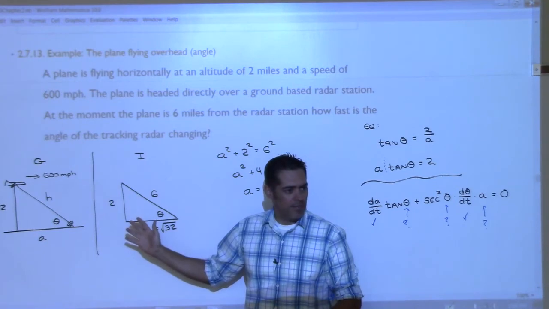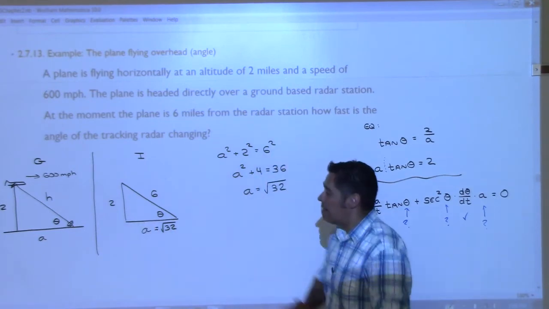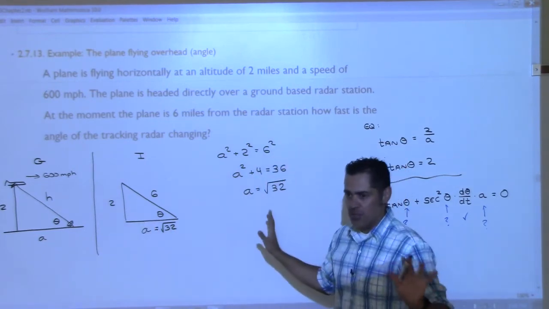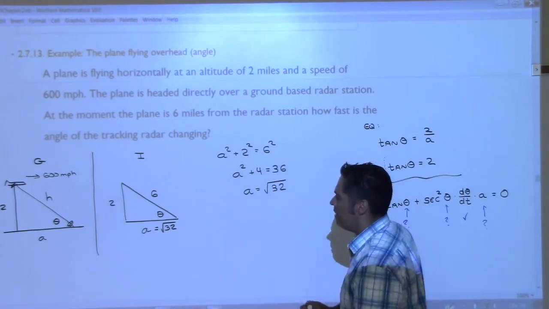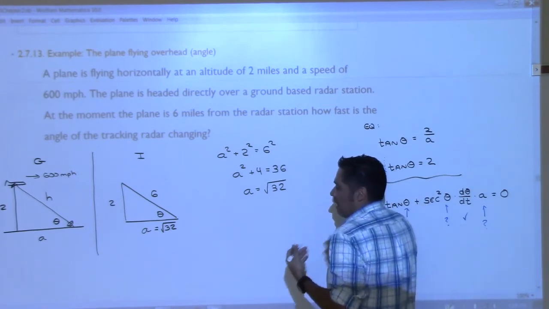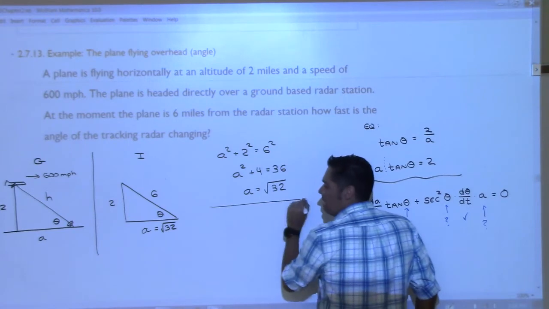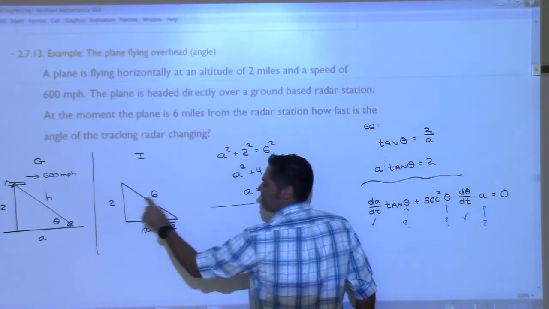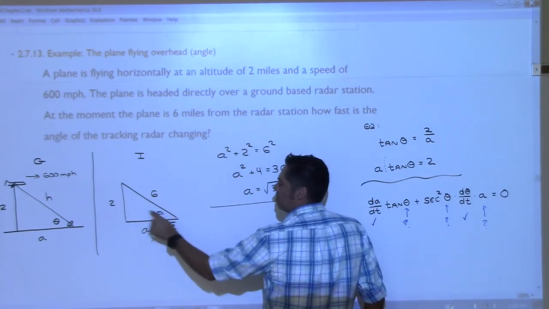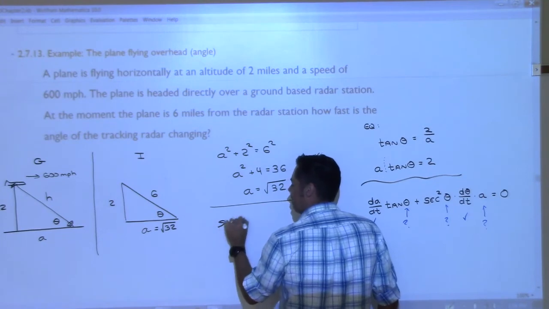Do you see that? Now, let's just say you had to get theta. All right? Let's say you had to. We don't need to, but let's say you had to. What I would do if I had to find theta, let's see, this is opposite and hypotenuse, right? I would just do sine theta.